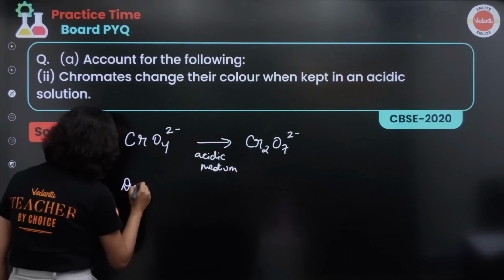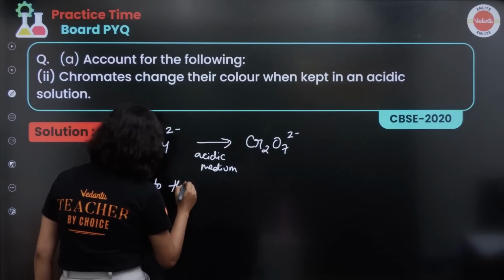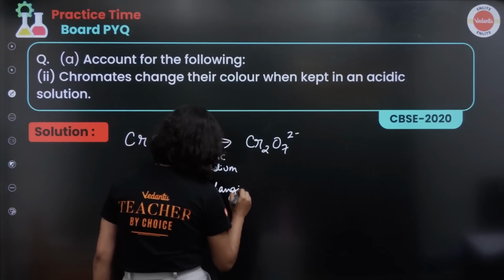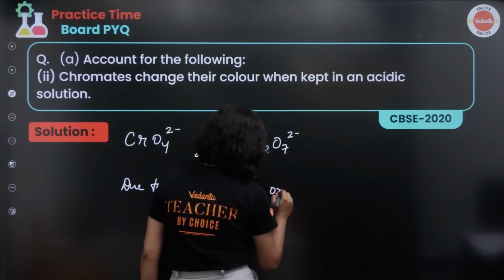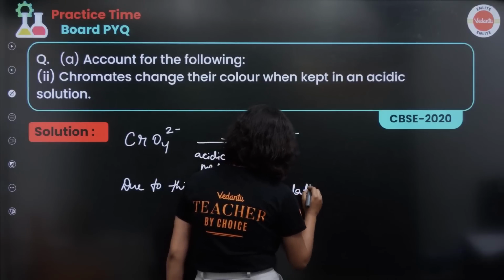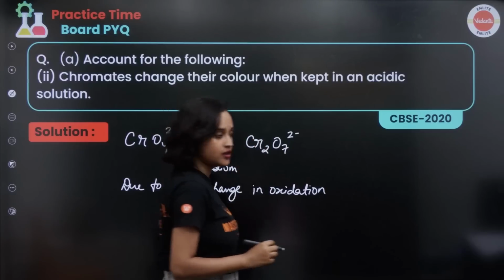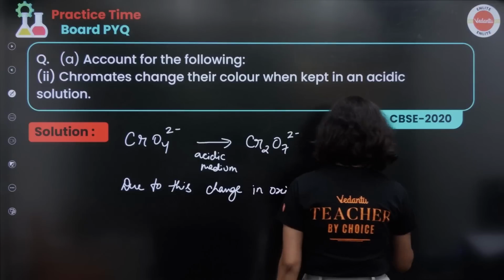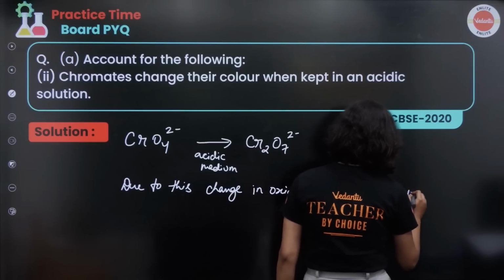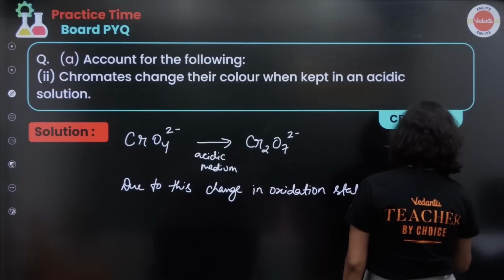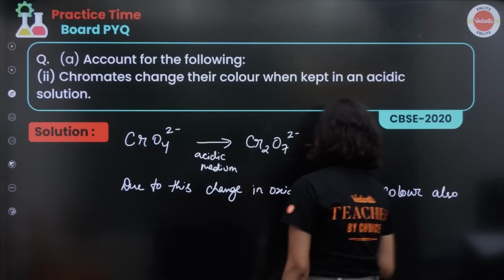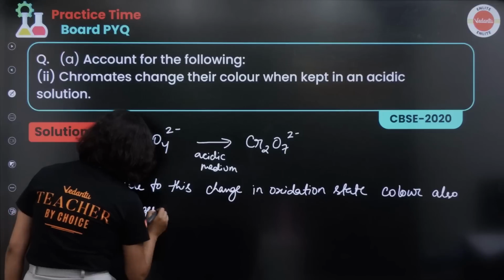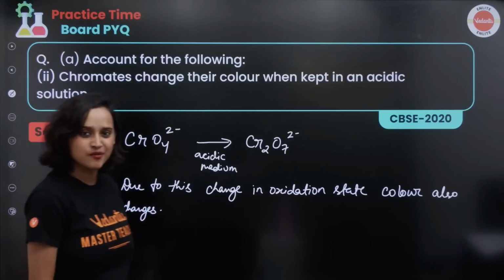Because of this change in oxidation state, the color also changes. Remember this, everybody? Yes, remember this?